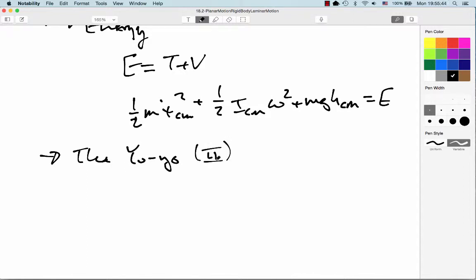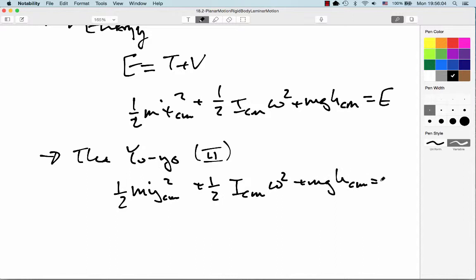Part 2. All right, so following the same free body diagram that we just had, we can write that 1/2 m y_cm dot squared plus 1/2 I_cm omega squared plus m g h_cm equals E.